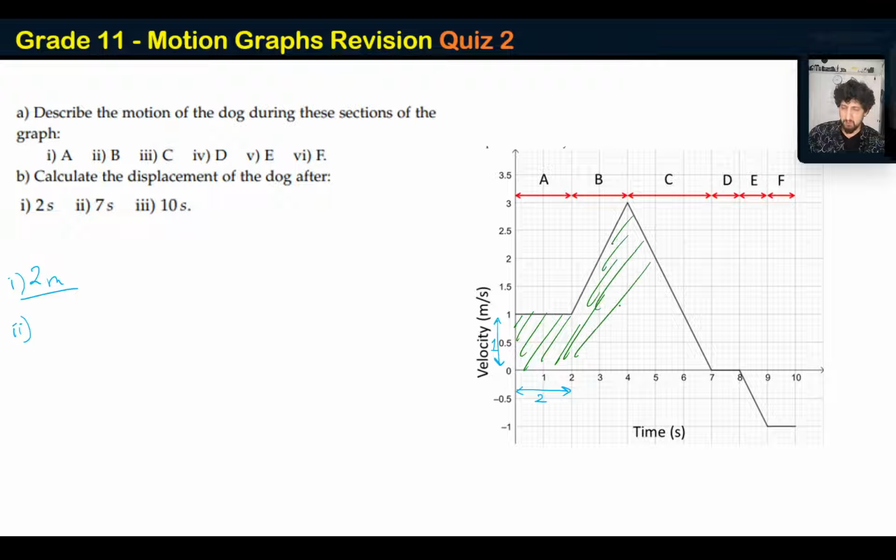What color is this? I thought it was orange. Oh, it's green. Okay, here we go. So what do?